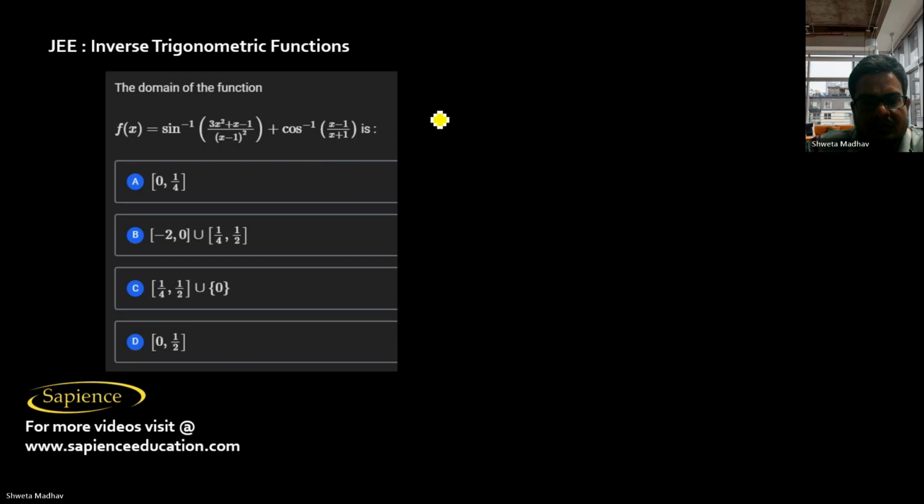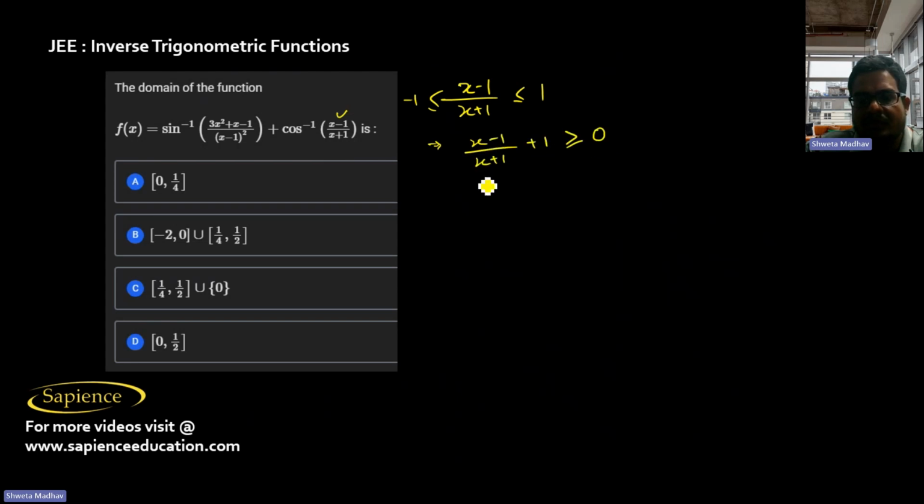Now, so cos inverse of this, so (x minus 1) by (x plus 1), that should be from minus 1 to plus 1. So it means (x minus 1) by (x plus 1) plus 1, that should be greater than or equal to 0. So it means (x minus 1 plus x plus 1) by (x plus 1), that is more than or equal to 0. So it means that 2x by (x plus 1) is more than or equal to 0.